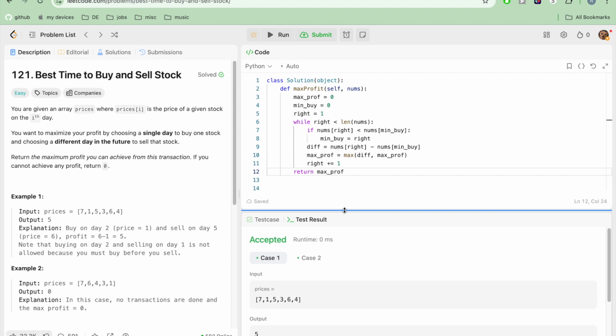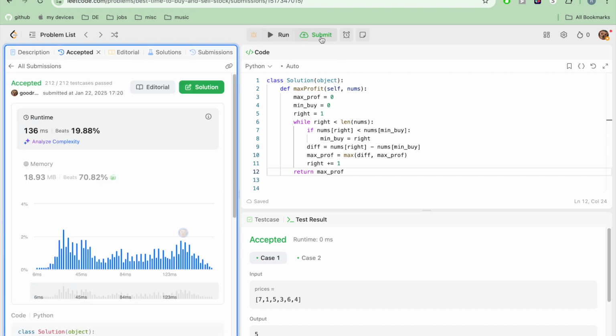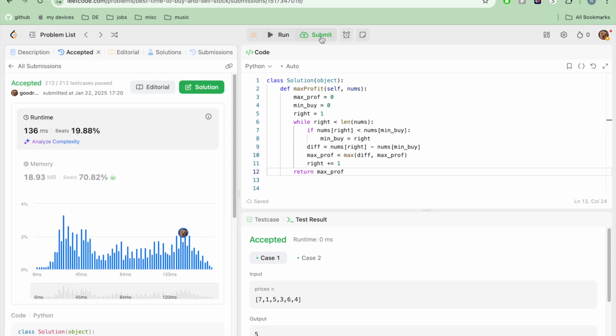Okay, so this program is running fine on these two inputs. Let's submit and see if it is running on all the test cases or not. Okay, so this ran fine on all the test cases, and here the time complexity is going to be n because we are only iterating through the entire array once.